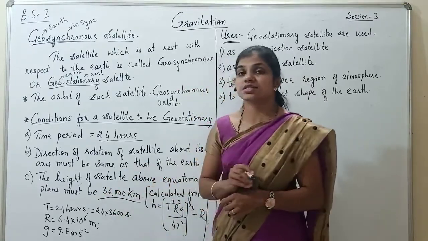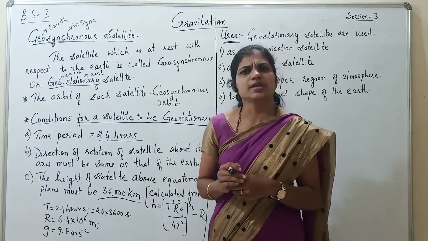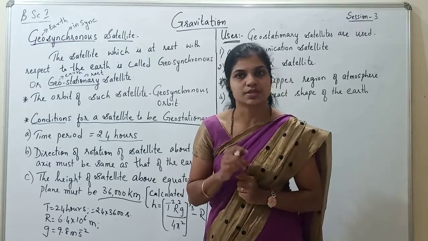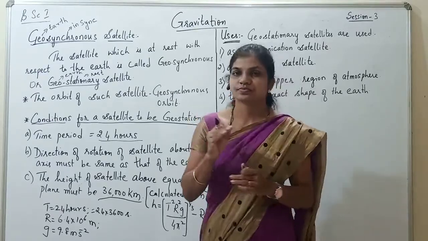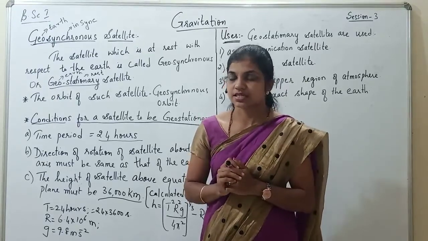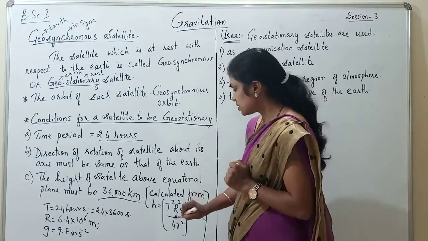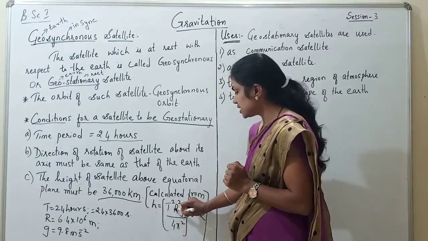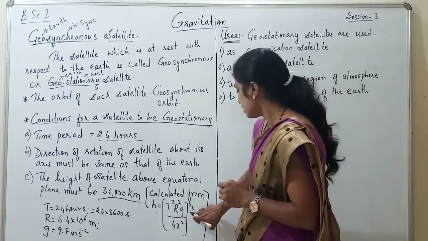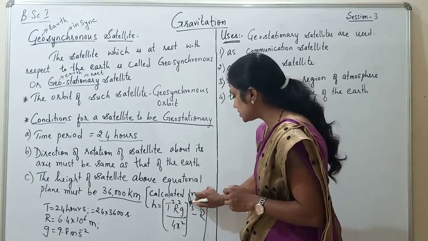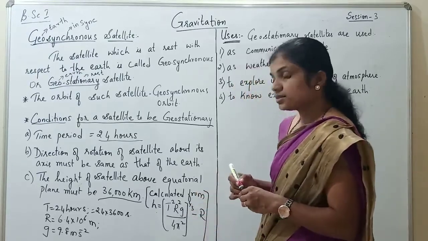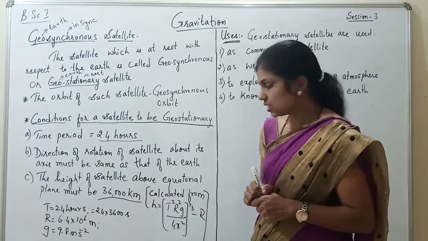And the third main point is the height of the satellite above the equatorial plane must be approximately 36,000 kilometers. Now, how can you say exactly that this height has to be 36,000 kilometers? Using Newton's law of gravitation and the properties of satellites, we get a formula: height h is equal to (T squared R squared g upon 4 pi squared) raised to 1 by 3, that is the cube root, minus R.